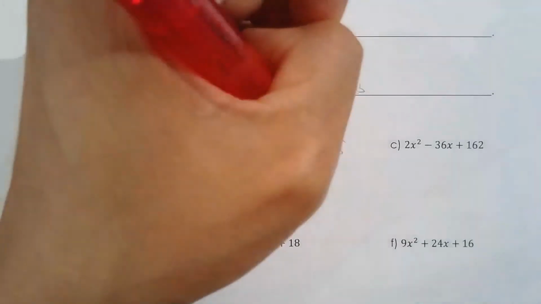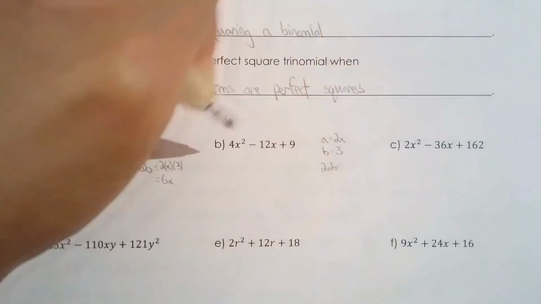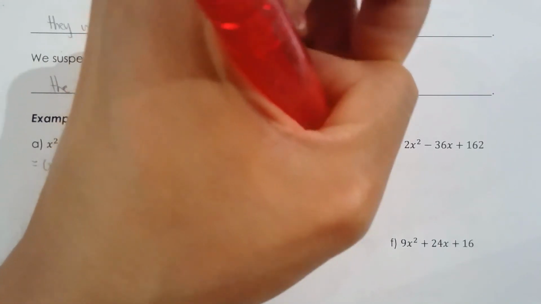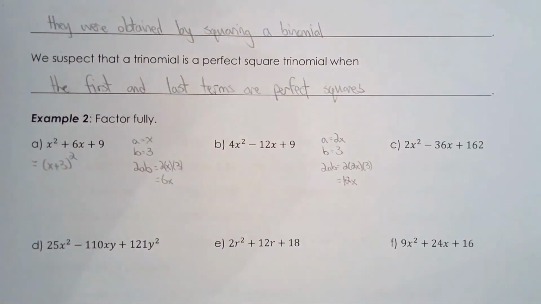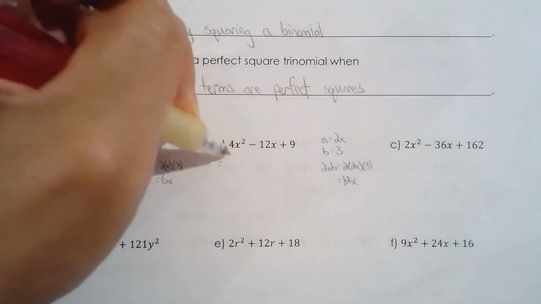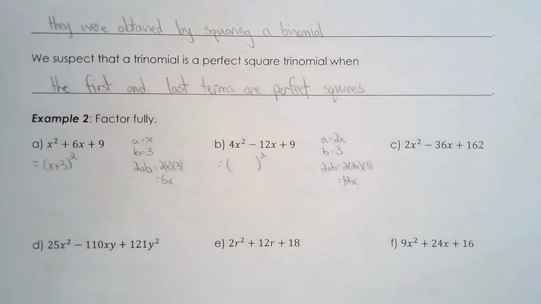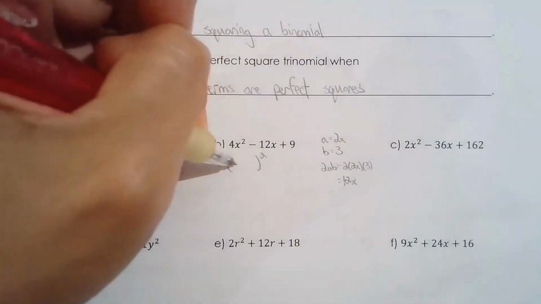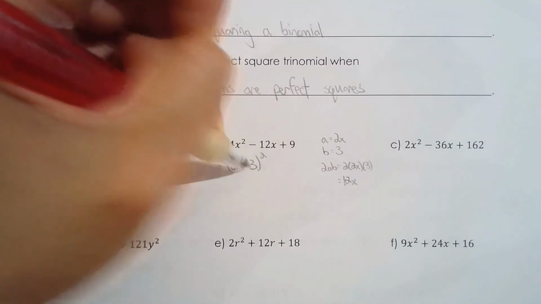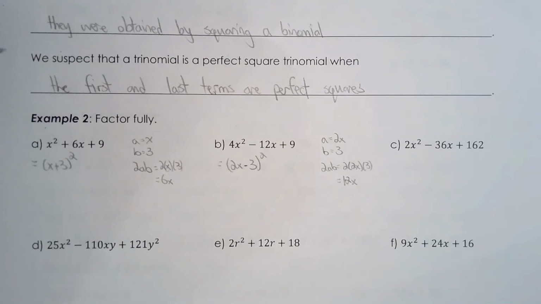So now it's time to check 2ab. Is 2ab 12x? Let's see. 2x times 3. Oh, absolutely, it is 12x. So this is a perfect square trinomial. This trinomial was obtained by squaring a binomial. So what was the binomial being squared? 2x minus 3, because it's minus 12x. When in doubt, expand and check your answer.